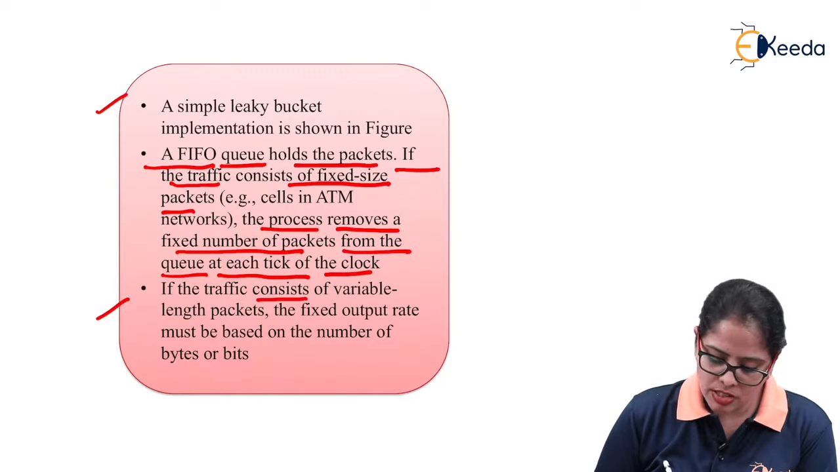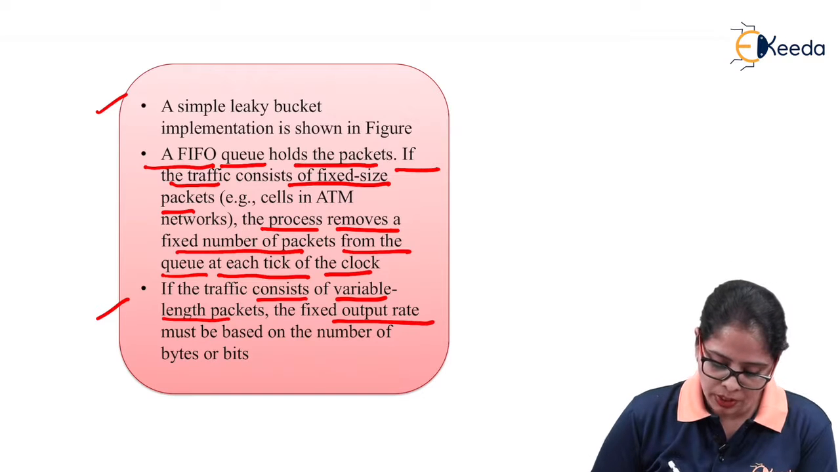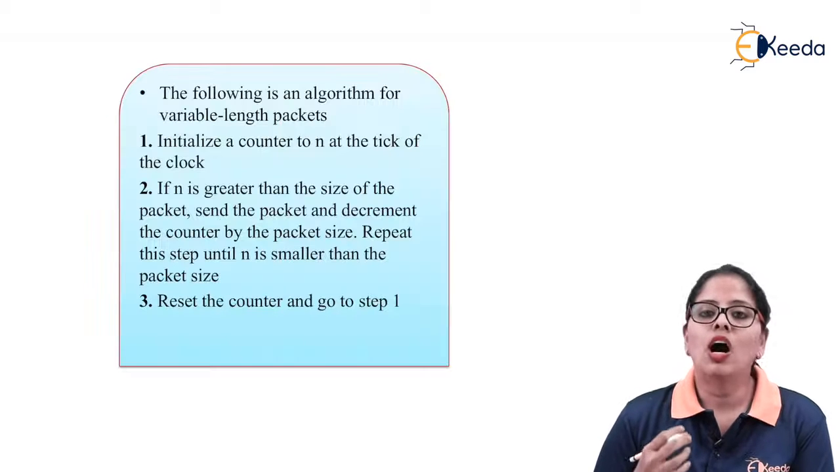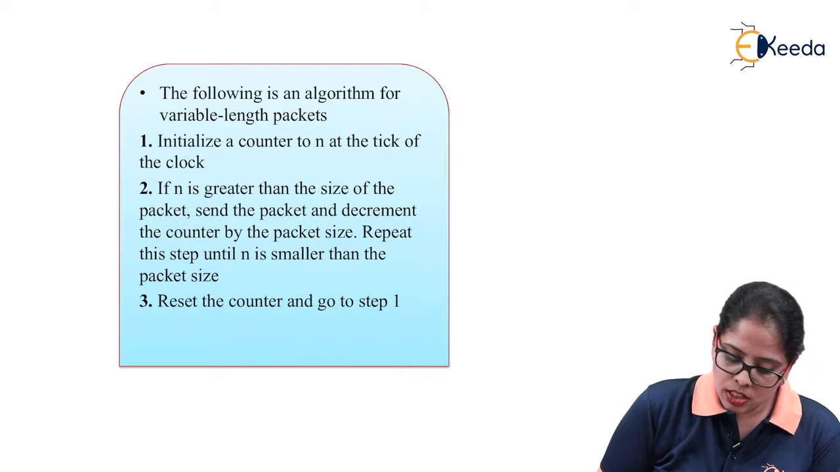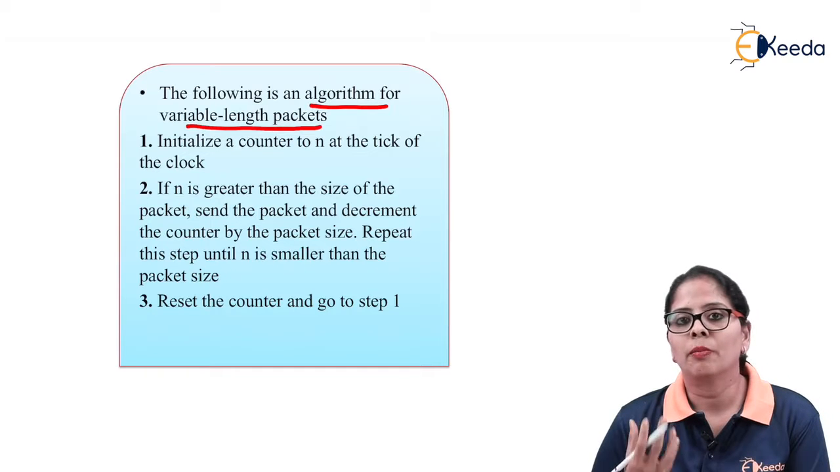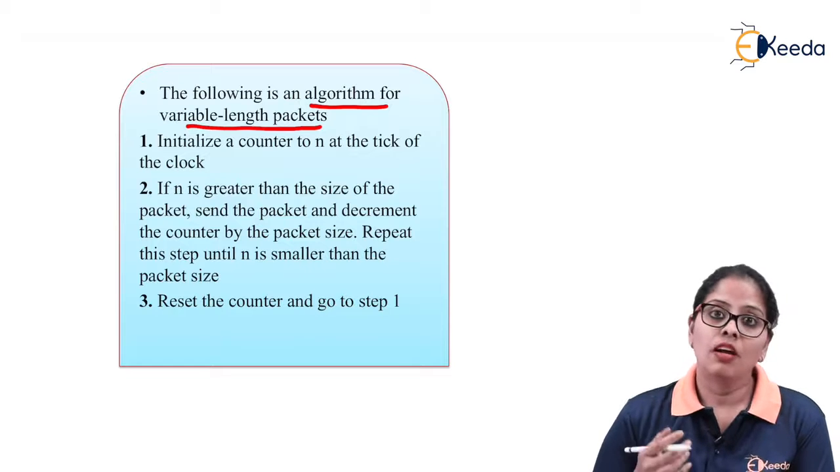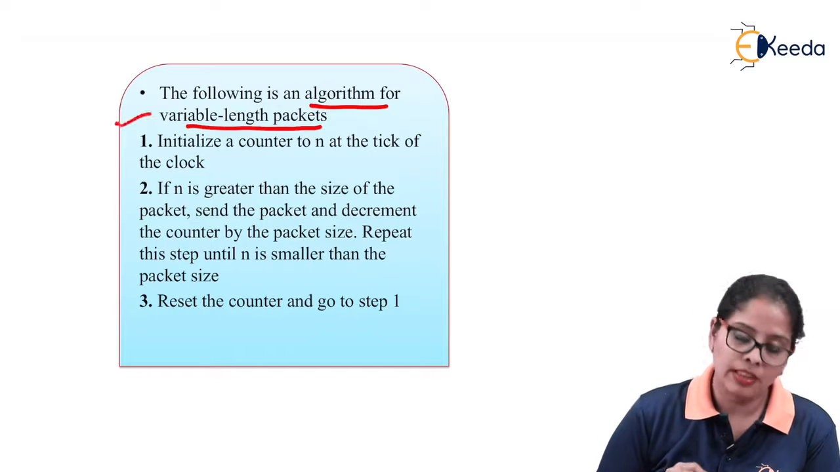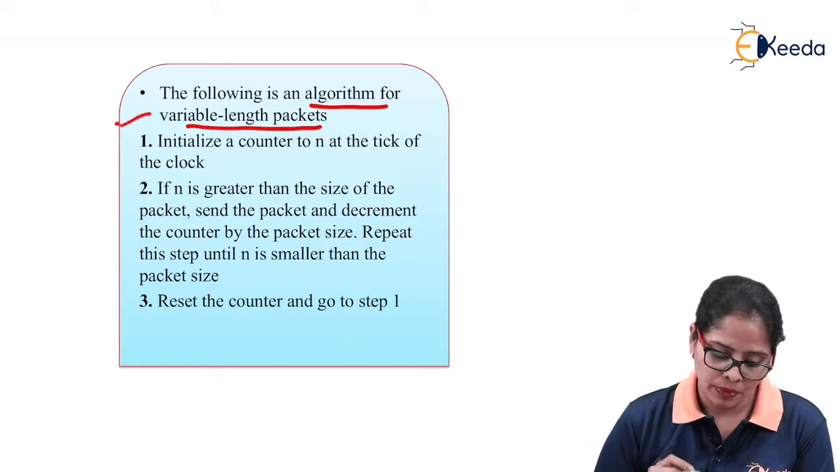If the traffic consists of variable length packets, the fixed output rate must be based on the number of bits or bytes. Now, how to achieve this? For that, there is one algorithm. This algorithm is used for variable length packets. If your packets are coming at a constant rate, then it will not make a large difference. But if there are variable length packets, then let us discuss how the processing is done.